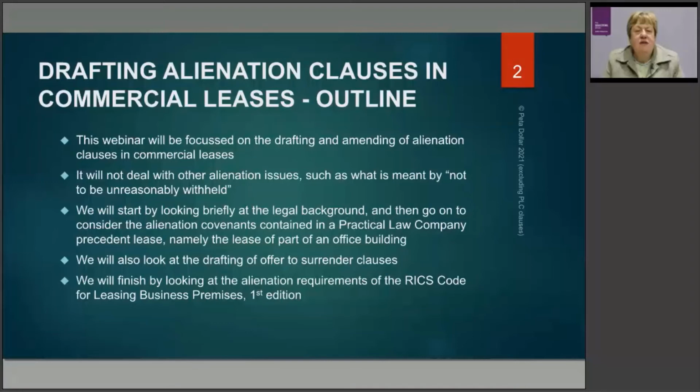So I'm going to start by looking fairly briefly at the legal background, because you can't really think about the drafting until you look at the legal background. And then I'm going to go on to consider some alienation covenants. I've taken these from a Practical Law Company precedent lease, specifically the lease of part of an office building.